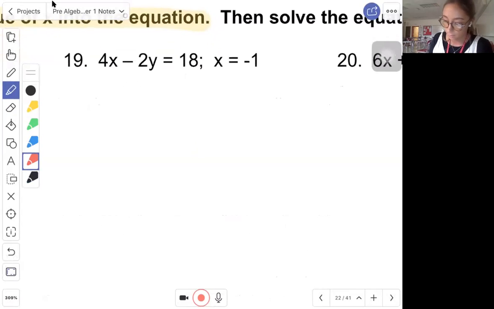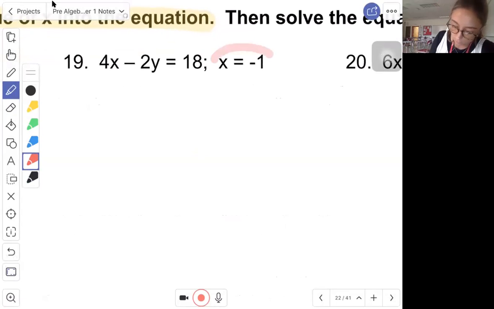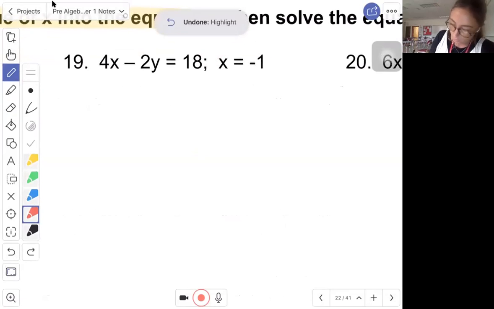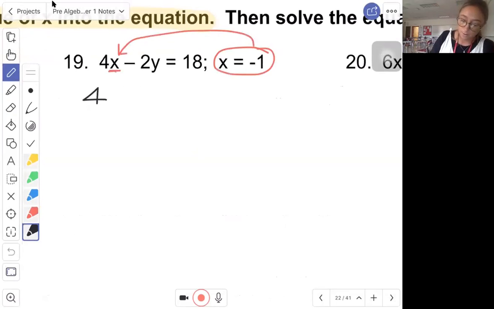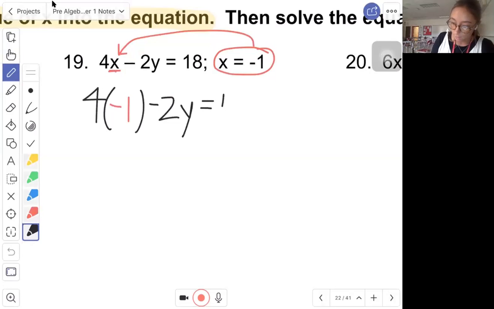So let's look at our problem. Here's our x. Here's our x. And here's our x in our equation. We're going to take that negative 1 and plug it right in. So we have 4. And then we have an x next to it, which is what we're substituting in, what we're plugging in. So we're going to put parentheses and put our negative 1 in there. Then we're just going to copy down the rest. Negative 2y equals 18. Nate, can you tell me what 4 times negative 1 is?